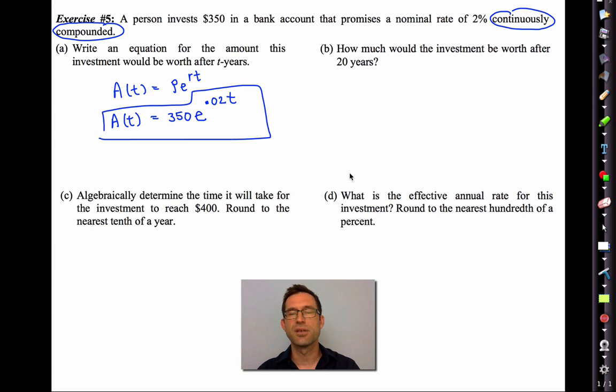Now letter B asks us, how much would the investment be worth after 20 years? Well, this is simply asking, what is A of 20? Make sure you can do this on the calculator. Pause the video now and make sure you can substitute 20 into that function to get the proper amount.